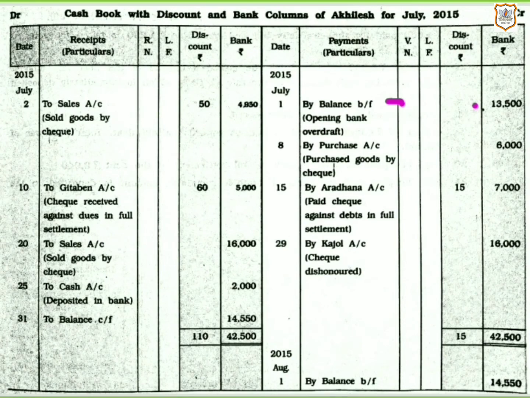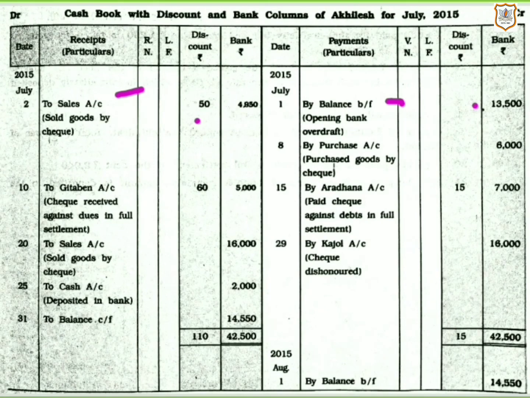Here it is 50. In particular column, we will write to sales account, and in bank column, as bank is an artificial person, we will apply the rule of personal account, that is debit the receiver and credit the giver.